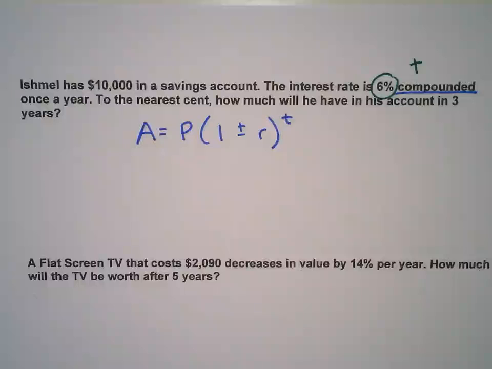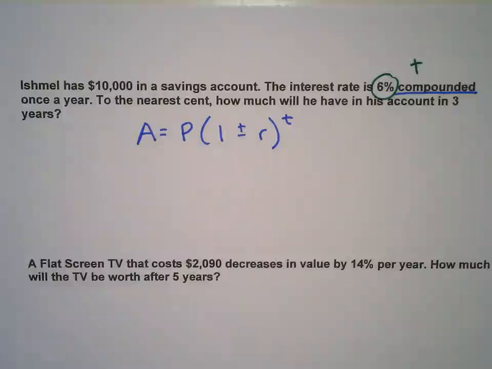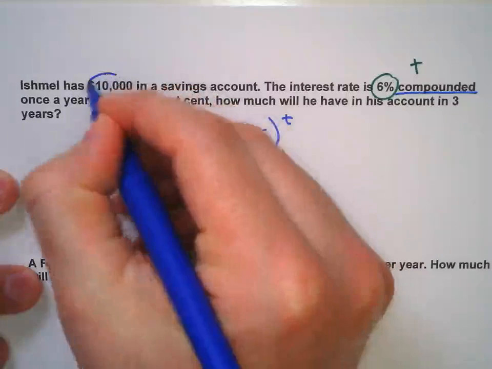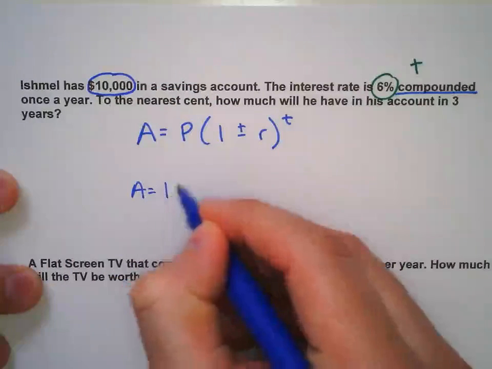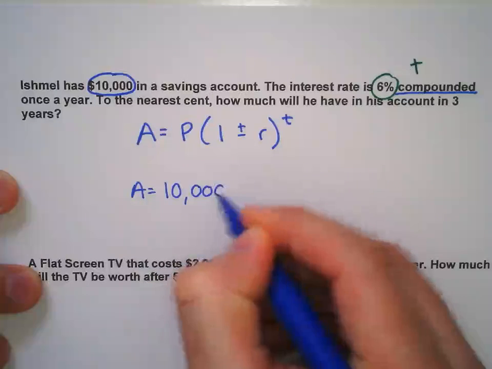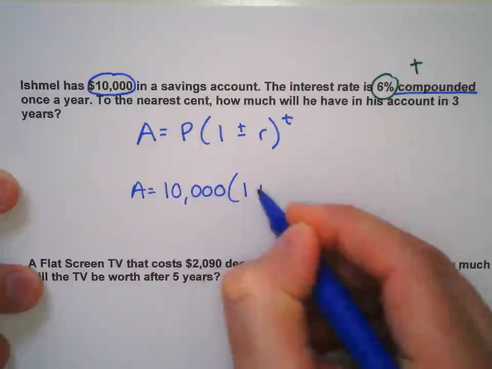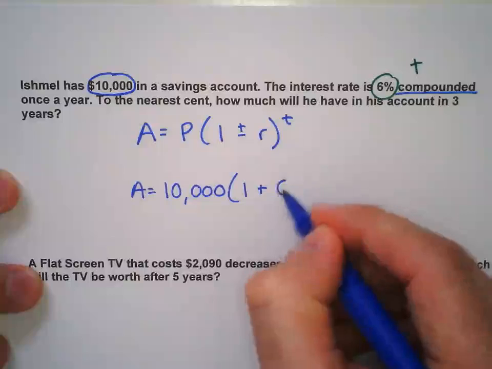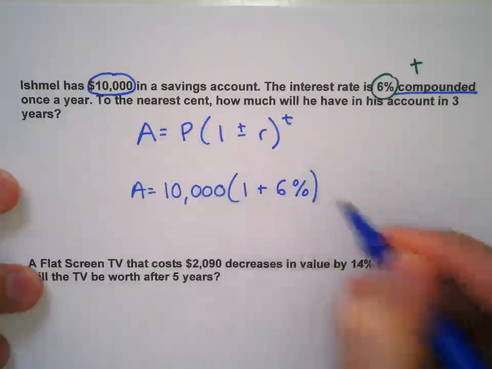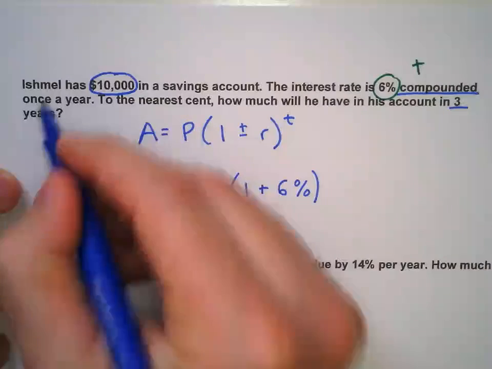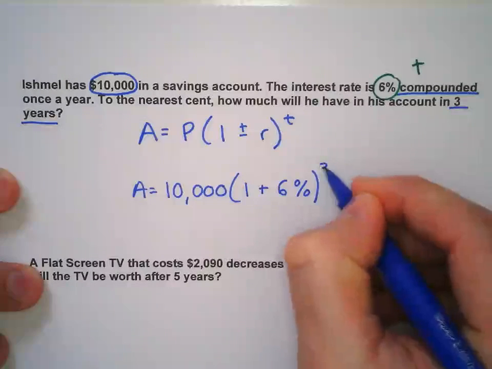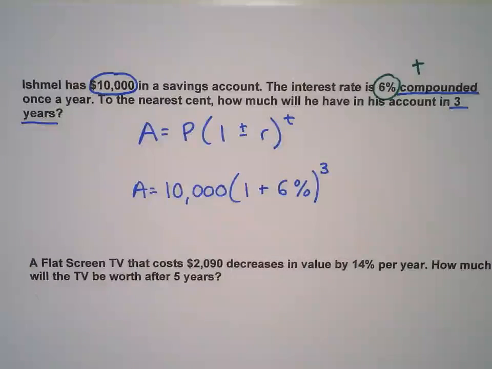Now, what did we start with? That's what our P means. Our P means what we started with, and what we started with is 10,000. So we have A equals 10,000, because that's what we started with, times 1 plus our R, which is 6%. And how much time has gone by? Well, we want to know after 3 years. So our time is going to be 3 years.